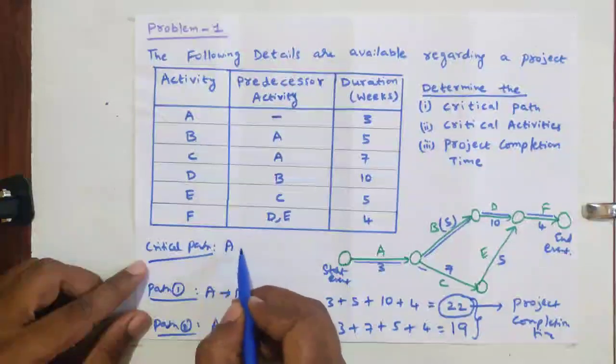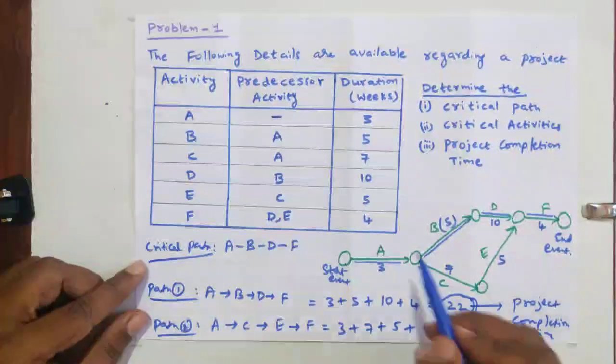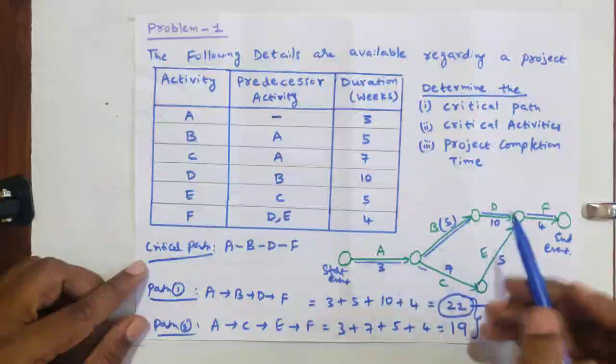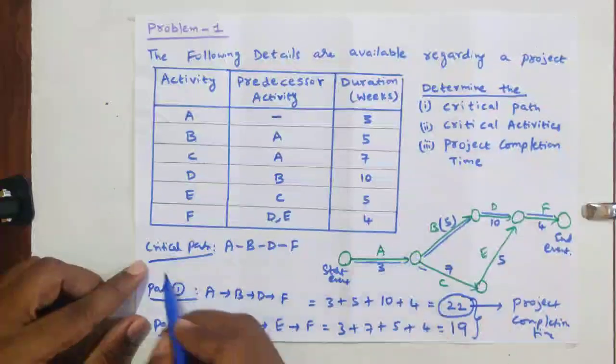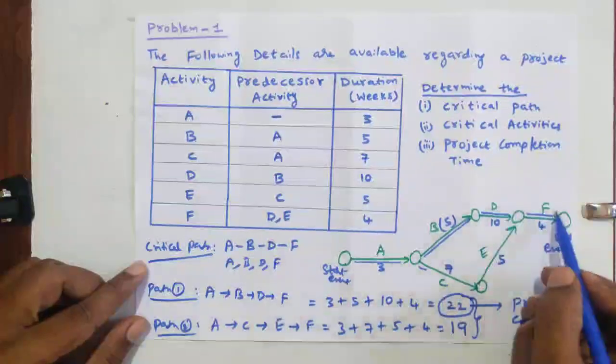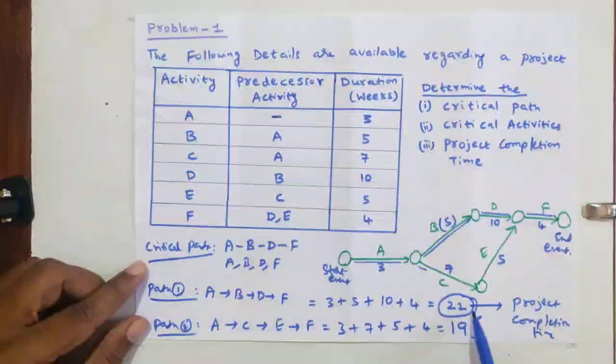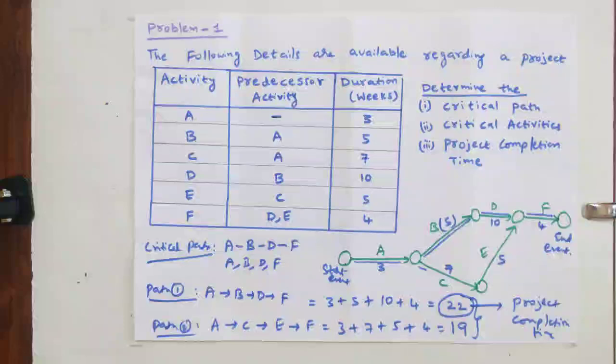Critical path is A, B, D, F. This is the critical path, and these are the critical activities. What are the critical activities? Critical activities are A, B, D and F. These 4 are the critical activities, this path is the critical path, and the project completion time is 22 weeks. In this manner we need to solve this problem. We will see the second problem so that we will get more clarity.